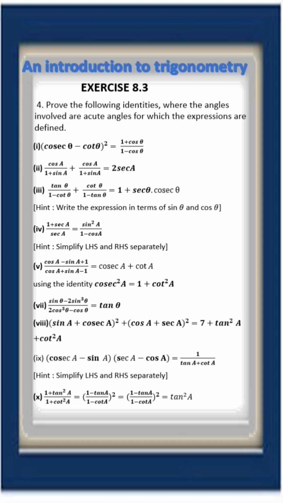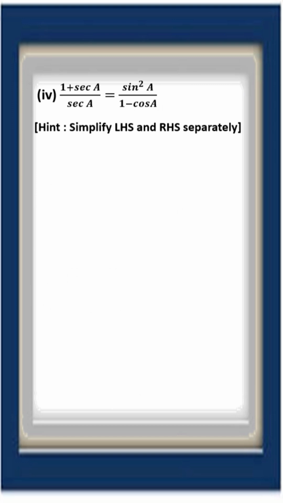Now let us solve the fourth question, that is (1 plus secant A) upon secant A is equal to sin square A upon 1 minus cos A. Hint has been given, simplify LHS and RHS separately. This is comparatively a very easy question. Now let us have the LHS: 1 plus secant A upon secant A.